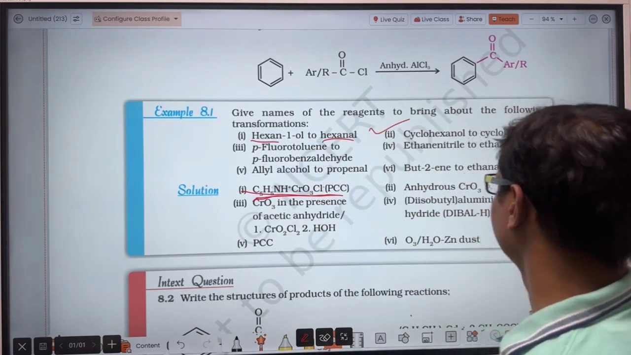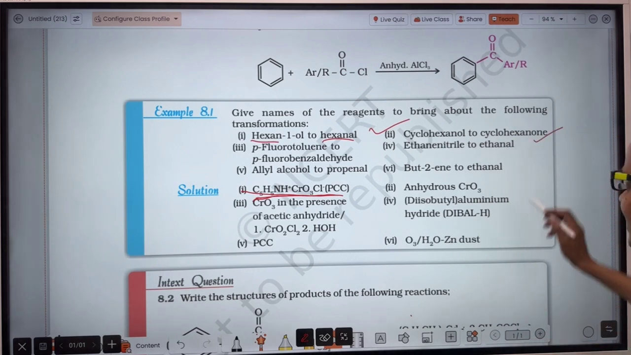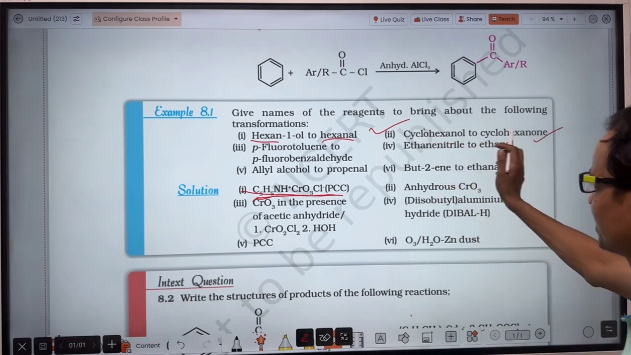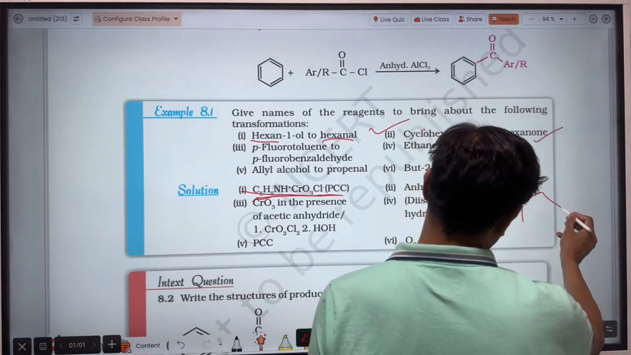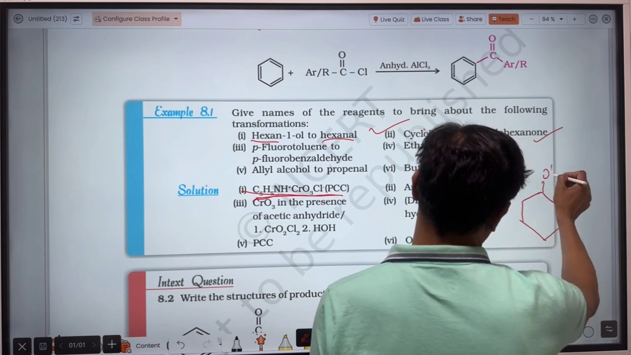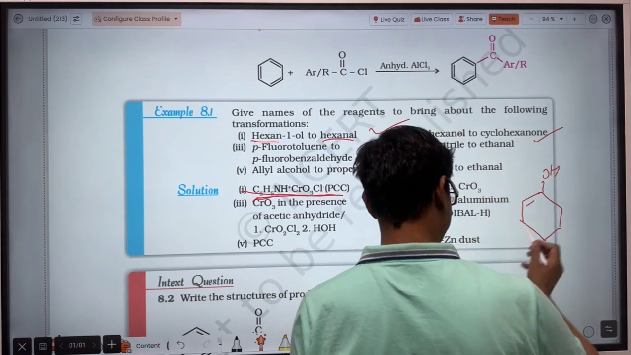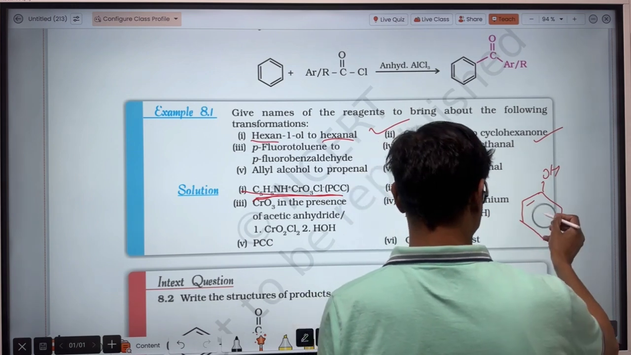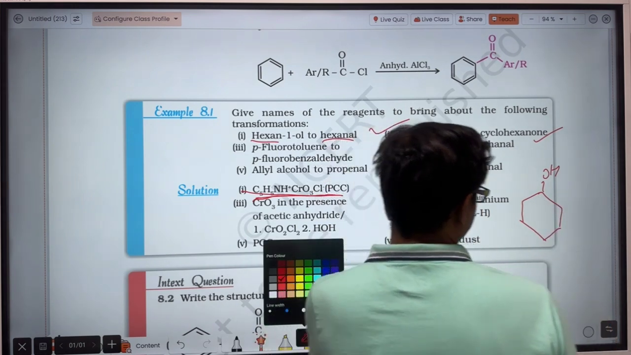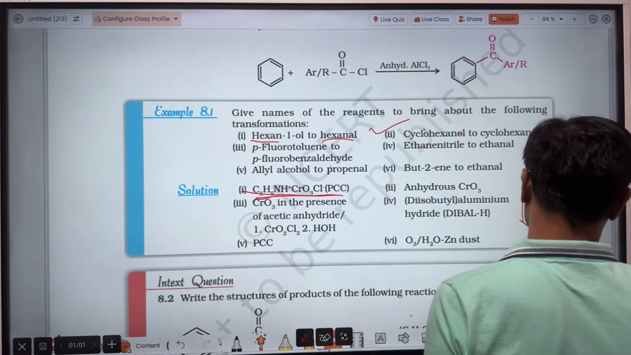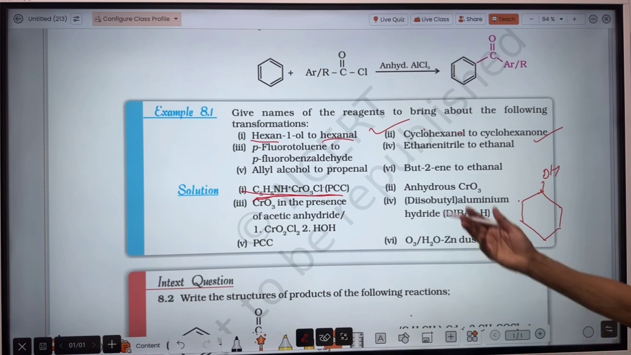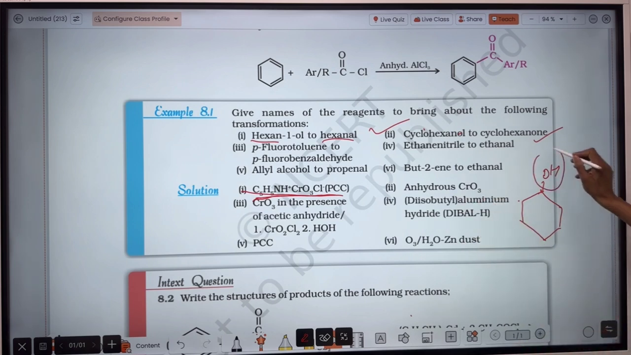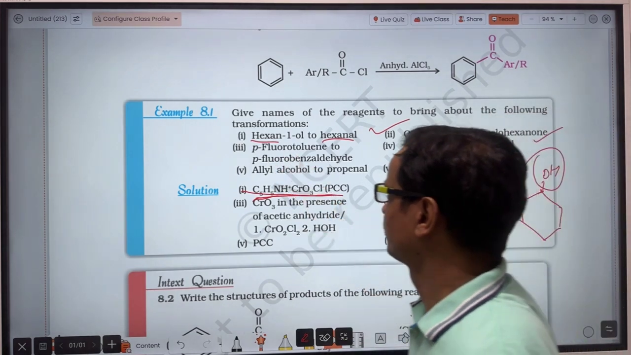Second one: here also it is alcohol and you will have to convert it to ketone. So alcohol into ketone, and it will be a 2-degree alcohol, because cyclohexanol is like that. Cyclohexanol is that, so it is a 2-degree alcohol. When you oxidize that with CrO3 or PCC, this 2-degree alcohol will convert into ketone.